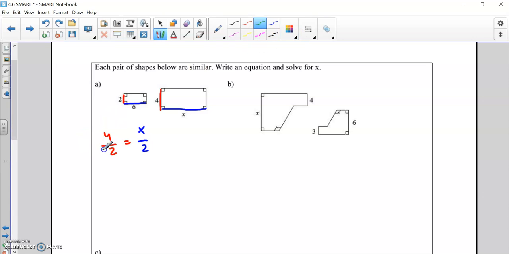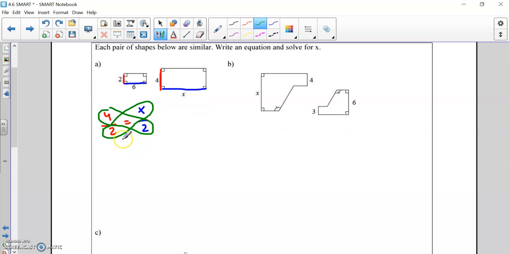Okay, now I'm ready to cross multiply. And I get that 2 times x is 2x. 4 times 2 equals 8. So I'll go ahead and divide both sides by 2 to finally solve for x. These will cancel, and we get a final answer of 4.